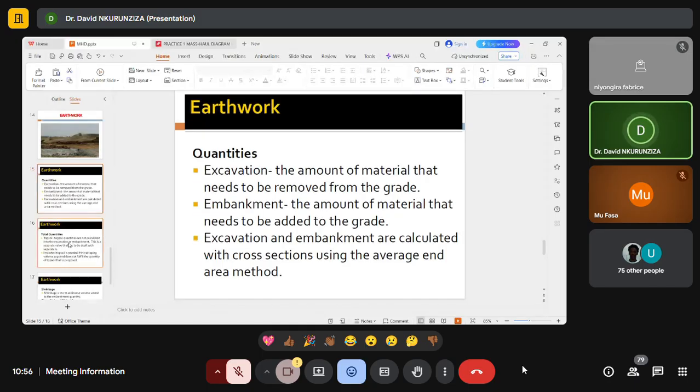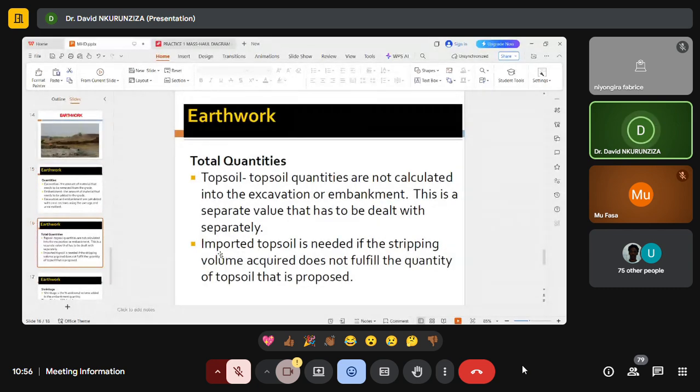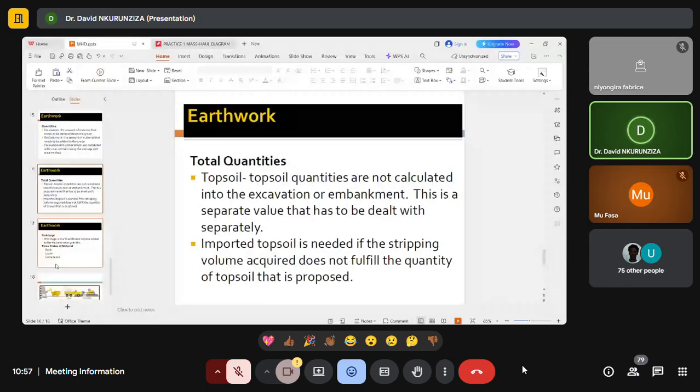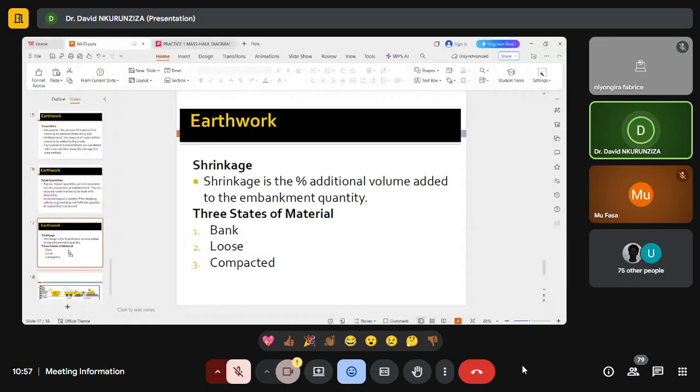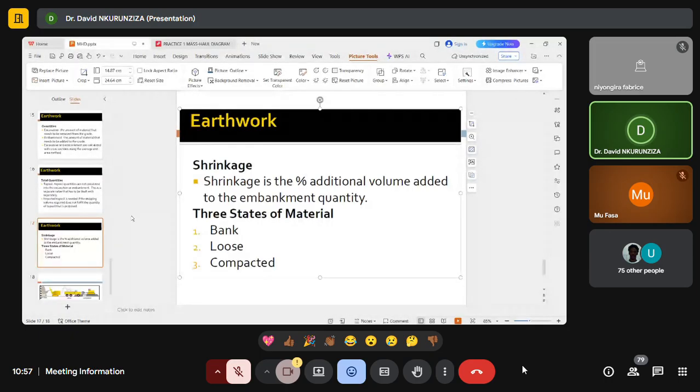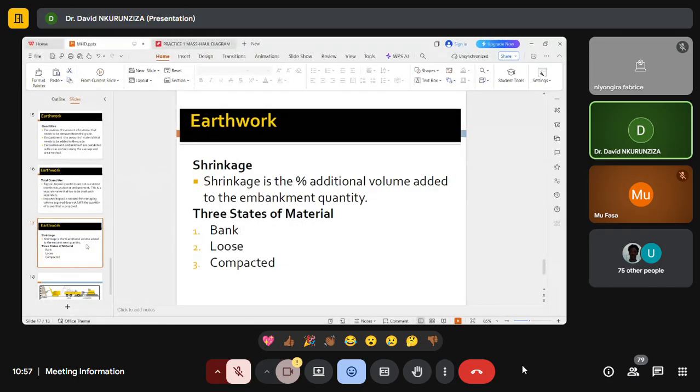And what you also have to take into account is that when you're dealing with the excavation, there is the topsoil, which is not calculated, and then there's imported soil, which is required, for example, to fulfill the quantity. Another point that I want to tell you about is the behavior of the soil in earthwork. Here we are talking about the shrinkage. Let me insert a slide and then explain something.